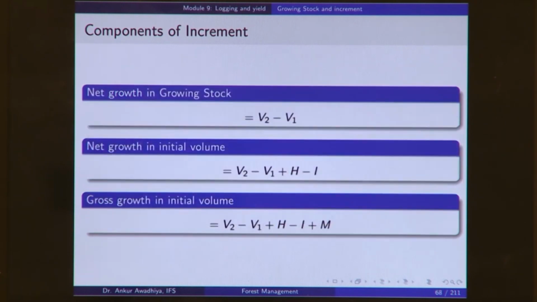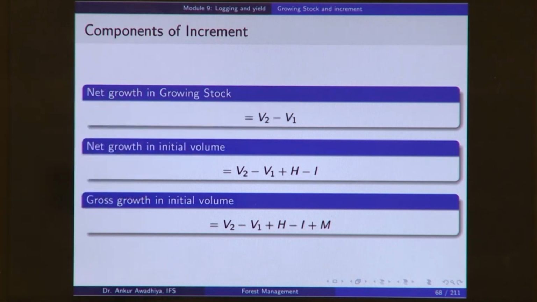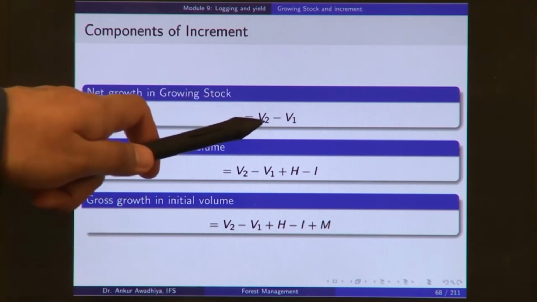Now, if we look at the components of increment, we can define three things. Net growth in the growing stock will be represented as V2 minus V1, where V2 is the growing stock at time t2, which is the volume of all the living trees above a certain diameter at time t2, minus V1, which is the volume at time t1. So, this is the net growth in growing stock.